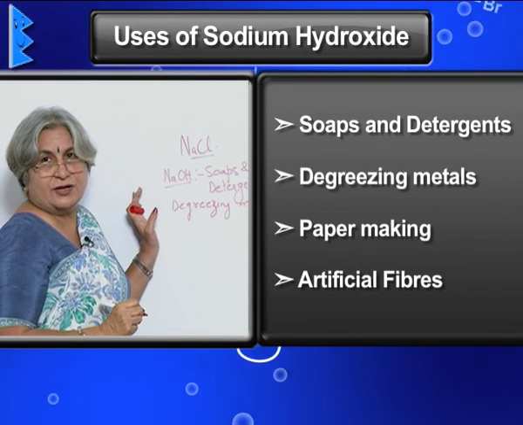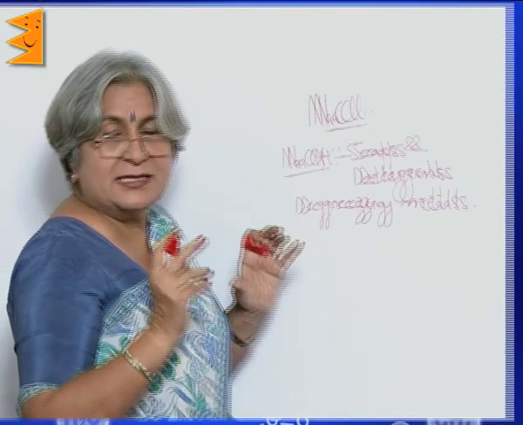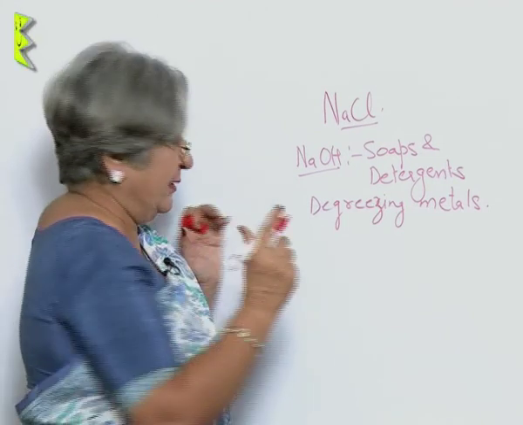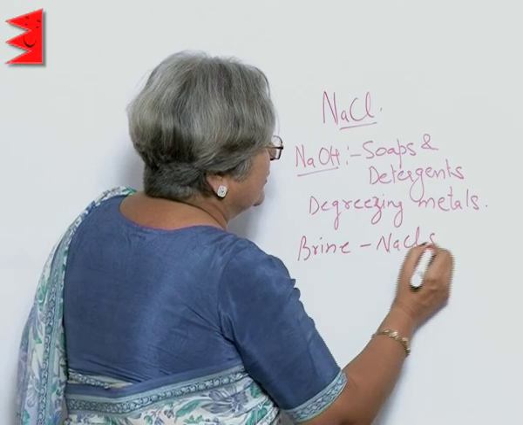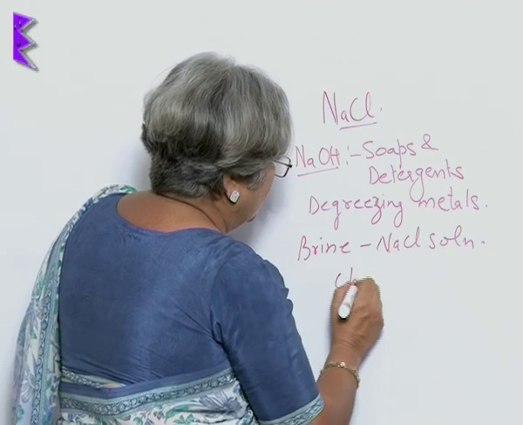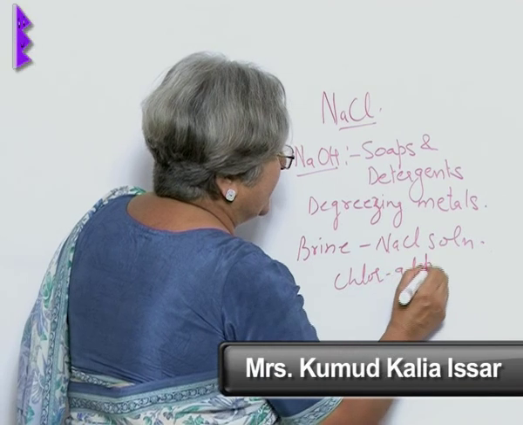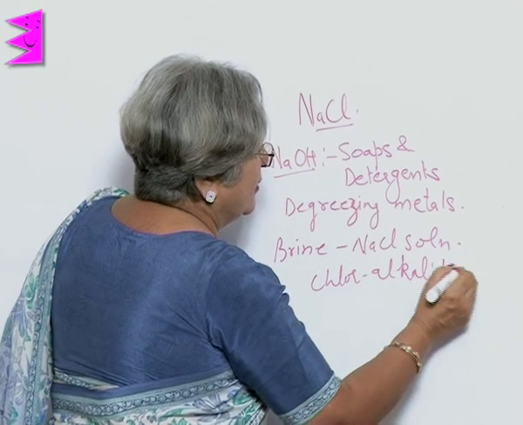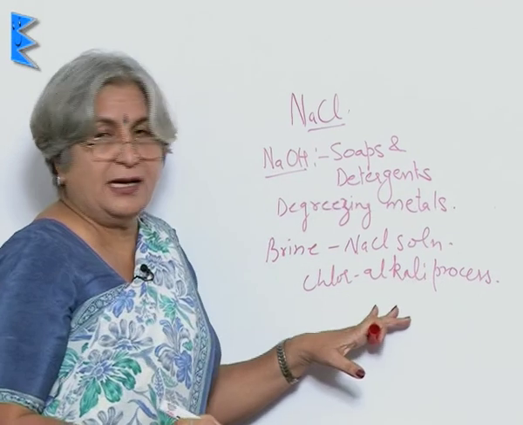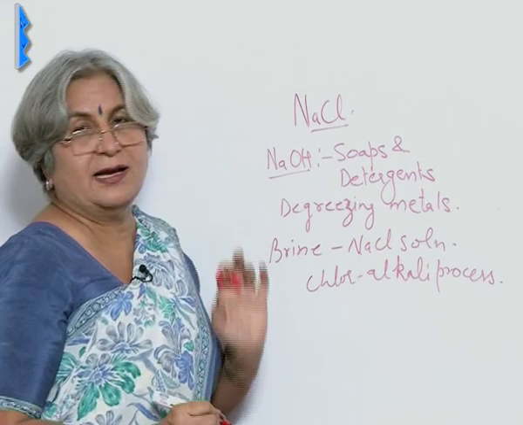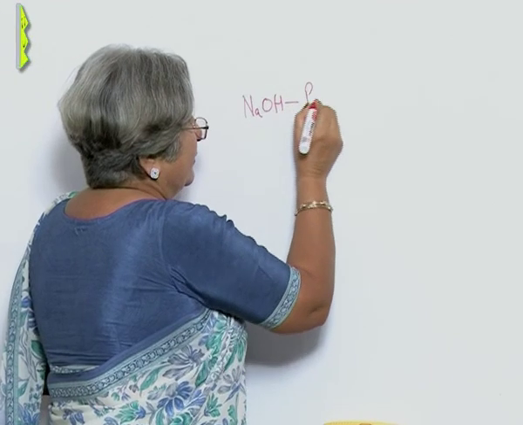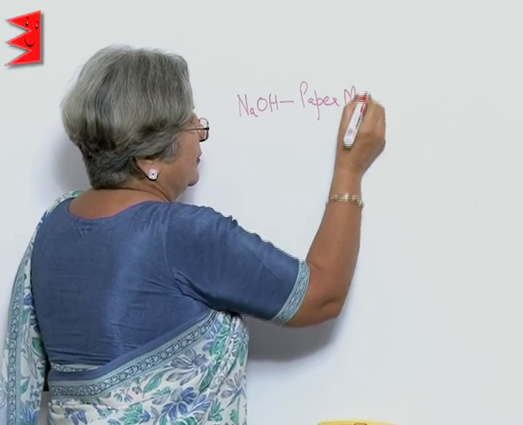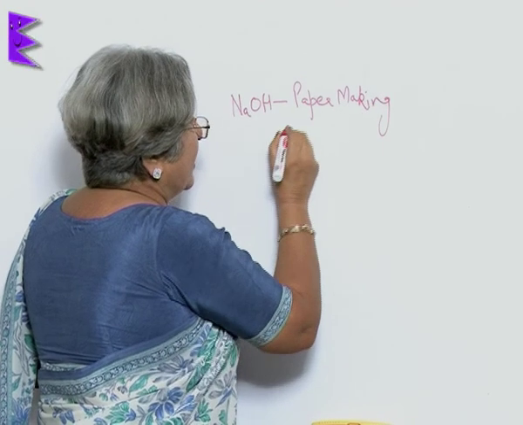So, these are the uses of sodium hydroxide, and this experiment in which we used brine. What is brine? The common name for sodium chloride solution. This is called the chloralkali process. Why chloralkali? Because chlorine is produced and an alkali, NaOH, is produced. NaOH is also used in paper making and in making artificial fibers.